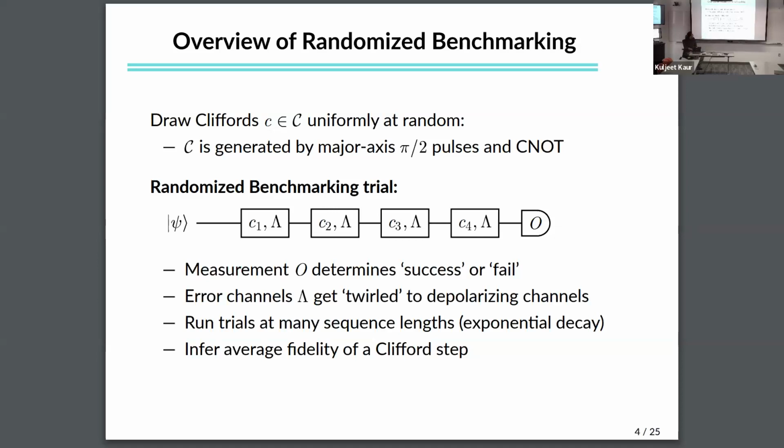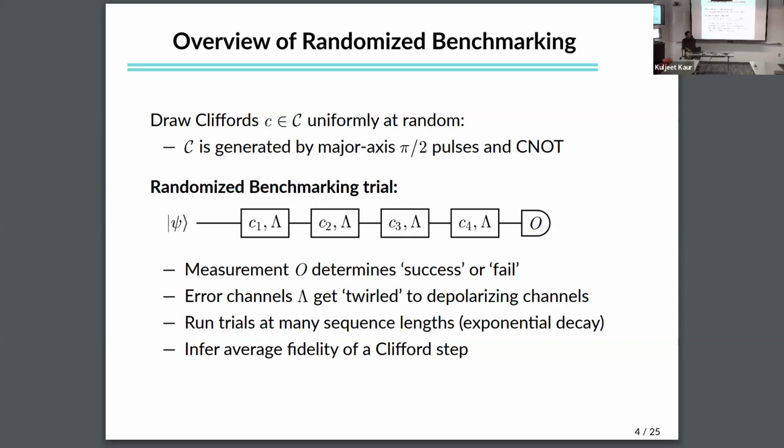So the point of running these random sequences is that the error channels lambda that I said are attached to each of these Clifford gates get twirled to effective depolarizing channels. I'll talk about this in a few minutes. What that means is that mathematically you can treat the error channels here, whatever they may be, just as depolarizing channels of some parameter. And what's nice about depolarizing channels is that the single parameter that characterizes them is really just the fidelity of the channel.